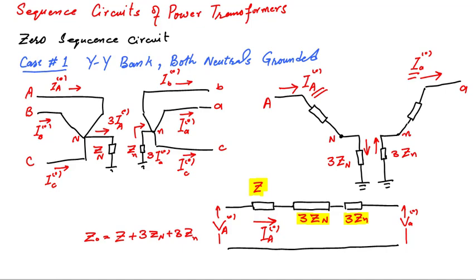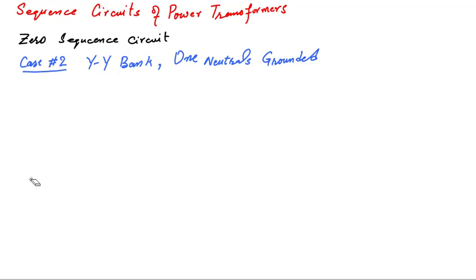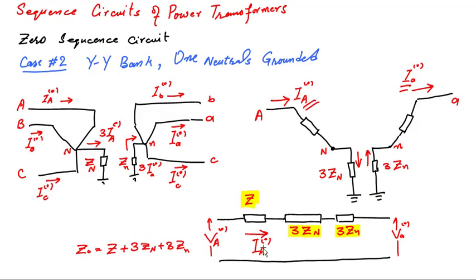Next we see the second case. Case number 2 is a YY transformer bank in which one side neutral is grounded, and the other side neutral is in floating condition. So we can treat this case as a special case of case number 1. In case number 1 we had a YY transformer bank where both the neutrals were grounded. If we assume that one of the neutrals is in floating condition, that means we can open the neutral over here, let's say. So that can be shown over here by making this neutral open.